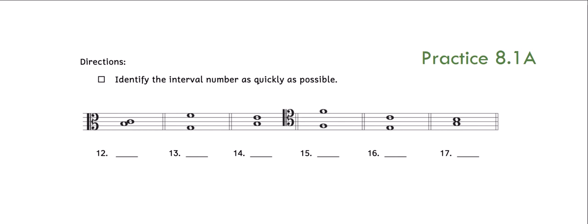Number 12, B to C is a second. Number 13, space to space, large interval, so this is a seventh. Number 14, this is a fourth. Number 15, we have F to F, so that's an octave. Number 16, E to B would be a fifth, so this is a sixth. And number 17, this is a third.